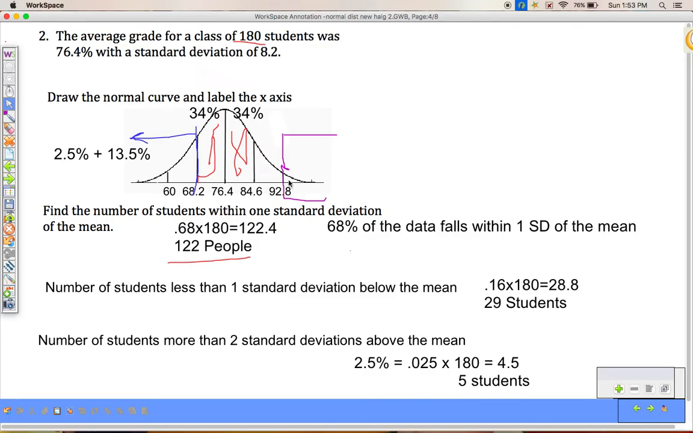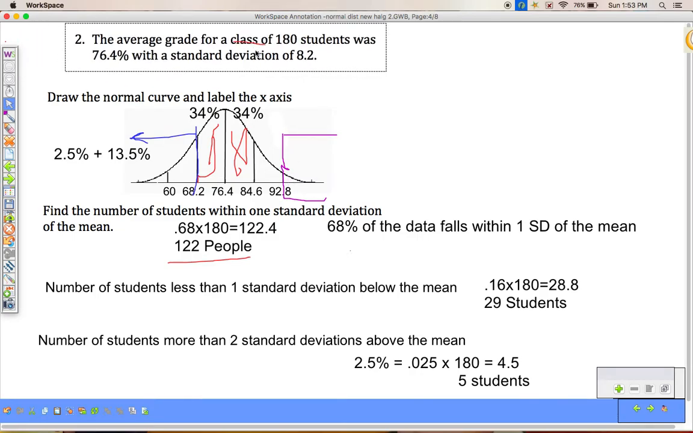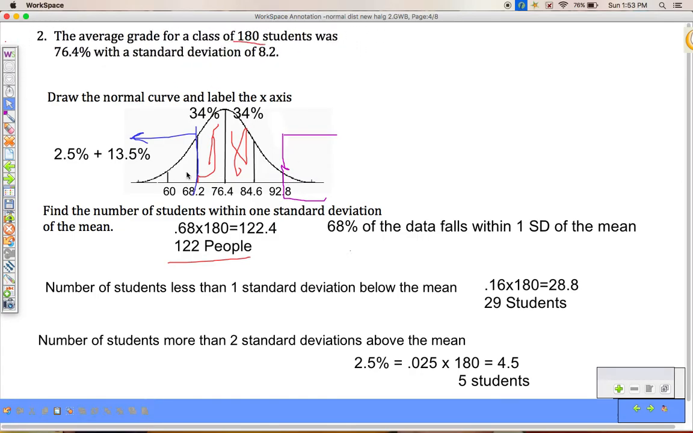A little bit over here, it's going to be very few students, where over here, this area, from here to here, was a whole bunch of students. That's why it's 122. So the area under the curve tells you how many students for this problem fit the criteria.